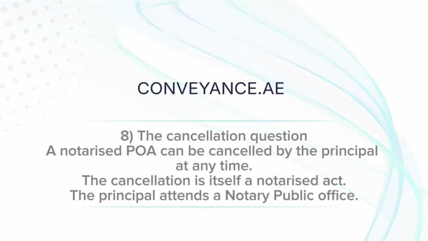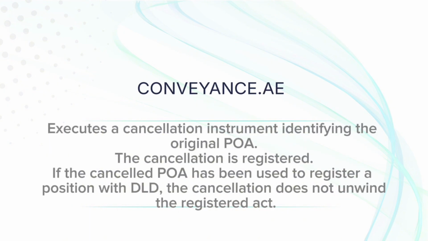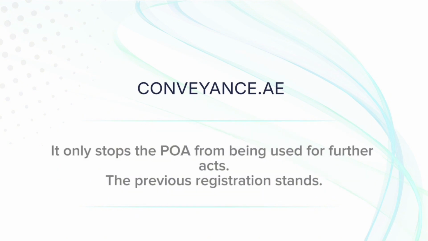8. The cancellation question. A notarized POA can be cancelled by the principal at any time. The cancellation is itself a notarized act. The principal attends a notary public office, executes a cancellation instrument identifying the original POA. The cancellation is registered. If the cancelled POA has been used to register a position with DLD, the cancellation does not unwind the registered act. It only stops the POA from being used for further acts. The previous registration stands.